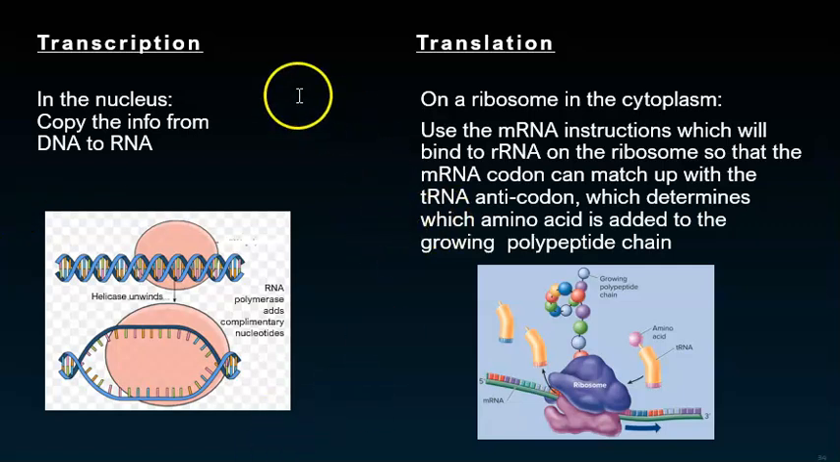Here again, transcription's in the nucleus. We are copying the info from DNA to RNA. Translation, we are on a ribosome in the cytoplasm. We are using the mRNA instructions, which will bind to our ribosomal RNA on the ribosome, so that the mRNA codon can match up with all of the tRNA anticodons, which determines which amino acid is going to be added next to the growing polypeptide chain.